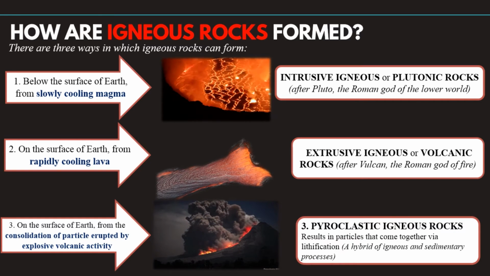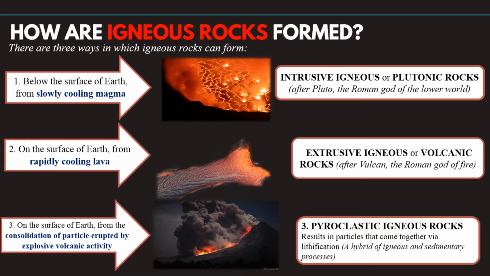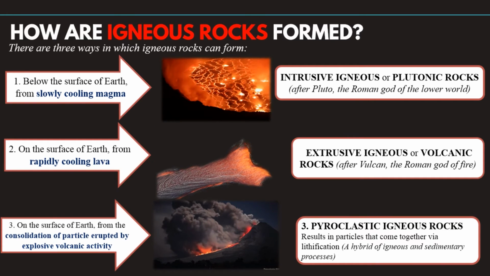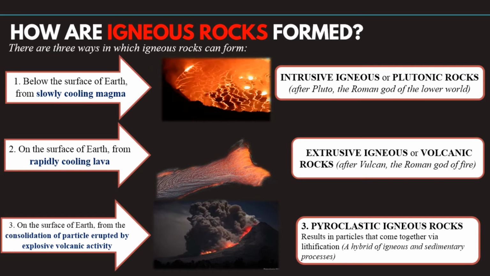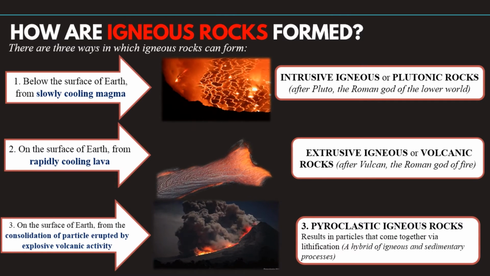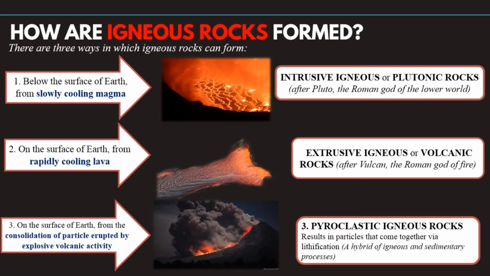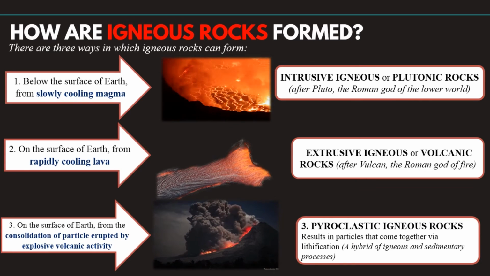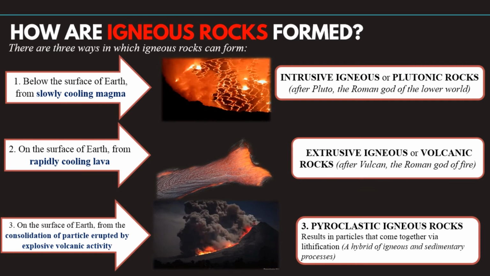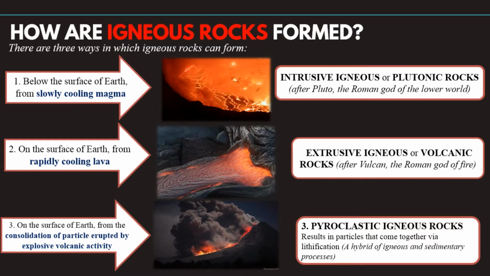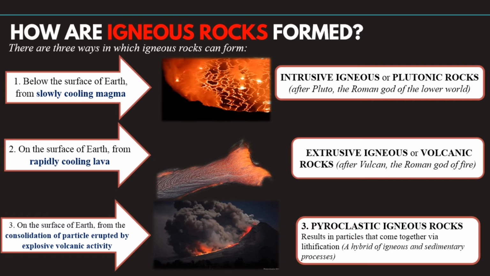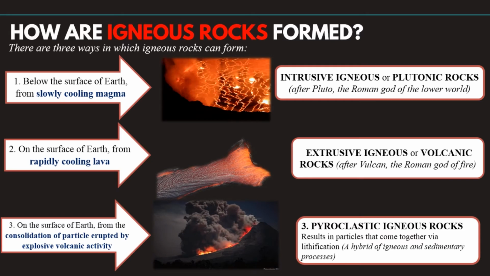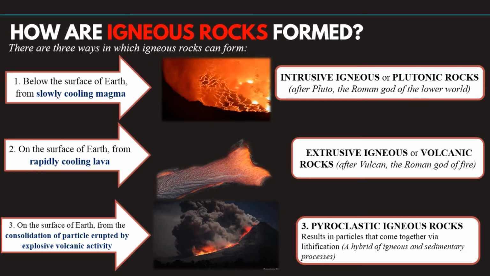This is called the pyroclastic igneous rocks, which result from particles that come together via lithification. In short, these pyroclastic igneous rocks are a combination of igneous and sedimentary processes. So again, to sum it up, we have three igneous rocks: the intrusive, extrusive, and the pyroclastic igneous rocks.